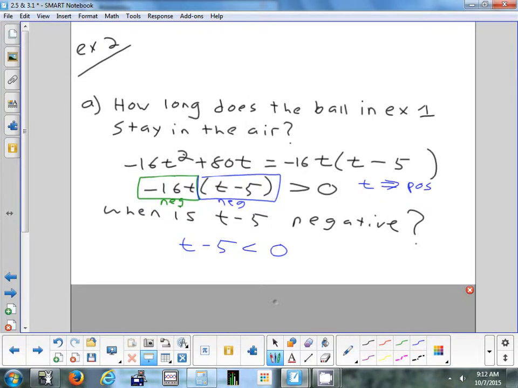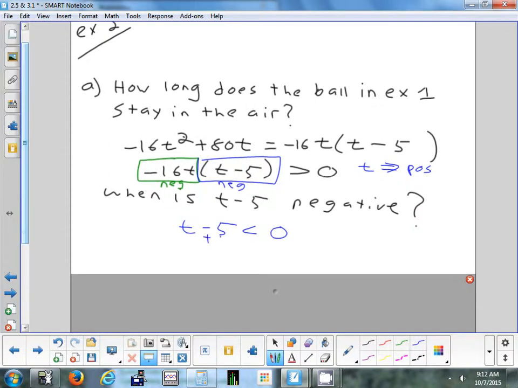When is t minus 5 less than 0? How would I solve that? Karen? You subtract, add 5. And that gives me t is less than 5. So how long is the ball in the air for? 5 seconds. Less than 5 seconds. Yeah, less than 5 seconds, like 4.9999 seconds. At 5 seconds, the ball hits the ground. So the ball is in the air for just under 5 seconds.